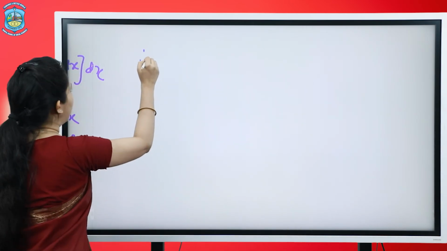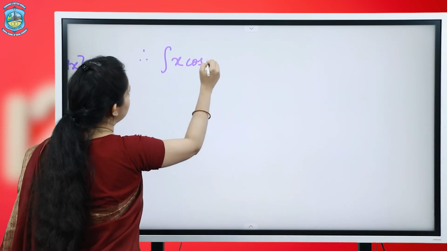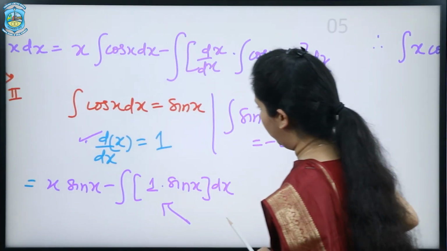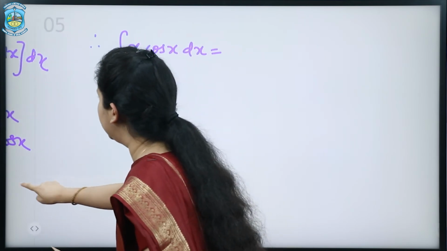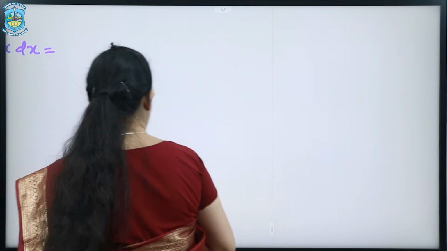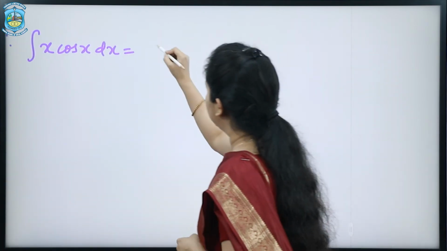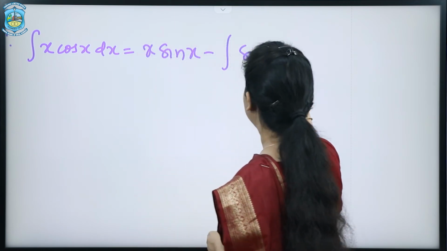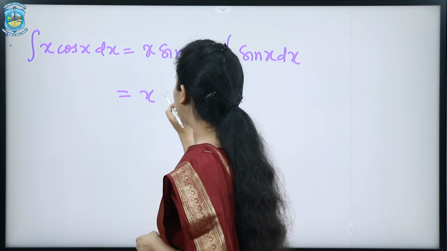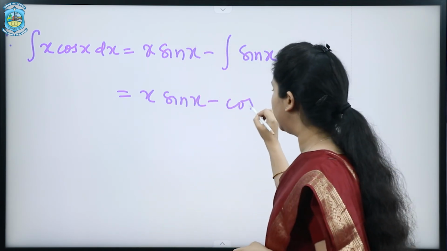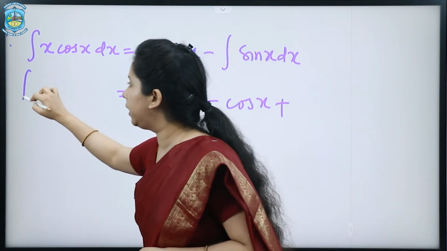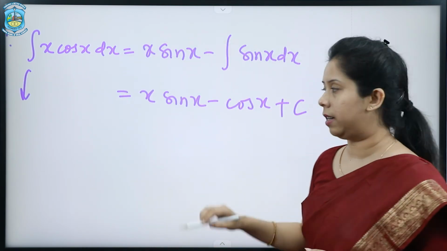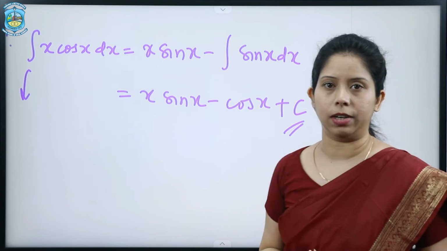So therefore we are getting integration of x cos x dx is equal to x sin x minus integration of sin x dx. We all know that integration of sin x is minus cos x, and since we are dealing with indefinite integrals, we will have to add plus c, that is, c is the constant of integration.